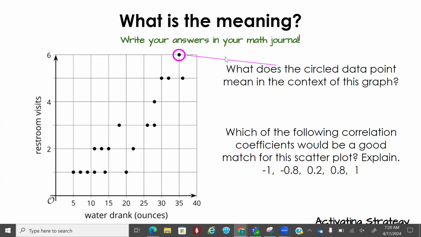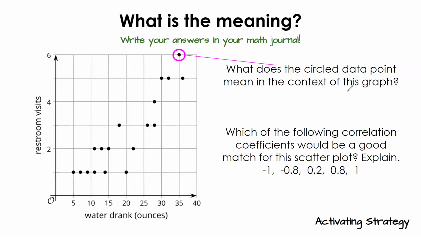All right, so let's go ahead and get started. What does a circled data point mean in context of this graph? What does it mean in context of this graph? Is that a common thing? Okay. So what does the circled data point mean in context of this problem?